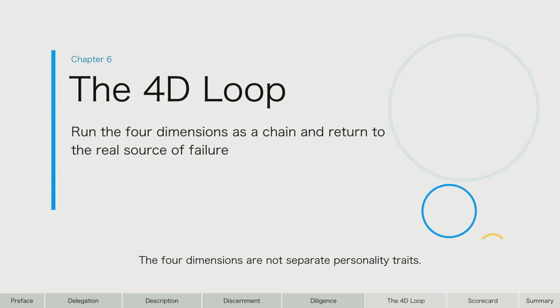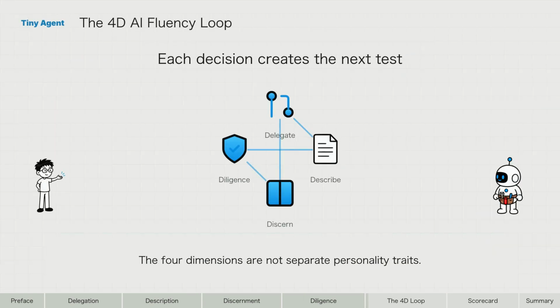The four dimensions are not separate personality traits. They form a working loop. Delegation chooses the right job. Description makes the job legible. Discernment evaluates the result. Diligence governs how the result is used. Each dimension creates input for the next.